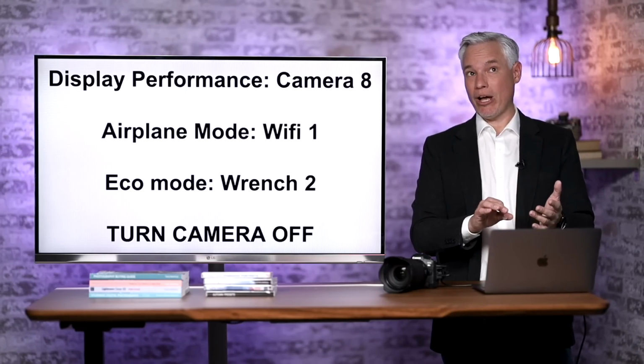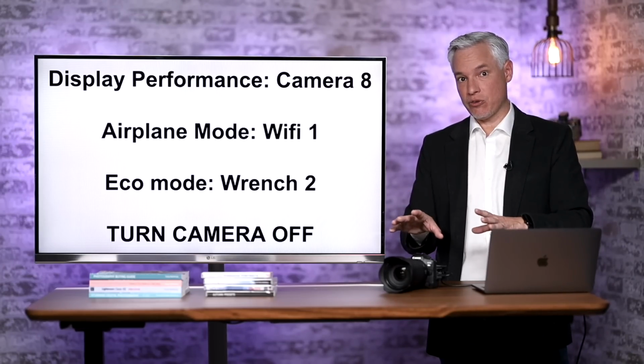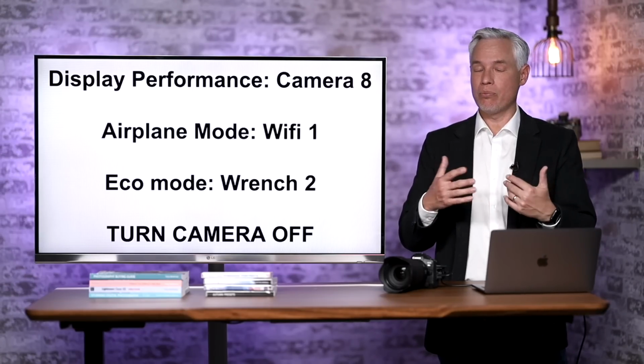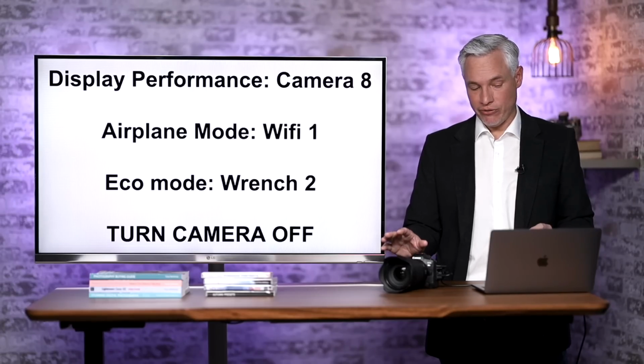But if you have turned on Wi-Fi and forgotten to turn it off, the camera in the background will keep churning, trying to transfer files, and will burn through your batteries even when the camera is powered off. So by default, I prefer to turn airplane mode on to just stop all of that Wi-Fi communications.